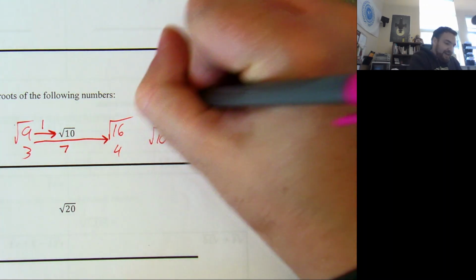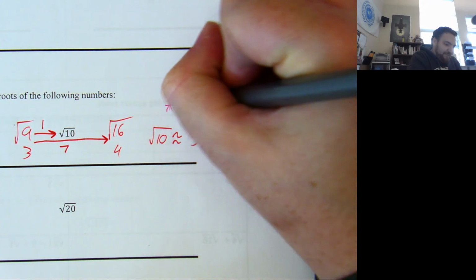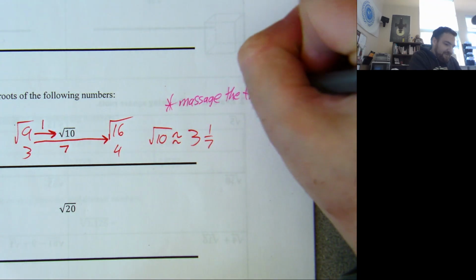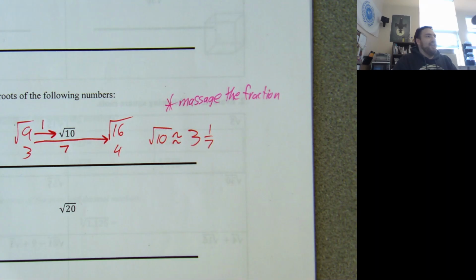We are going to do what I like to call massaging the fraction. That's what we're going to call it. For some reason, the word massage is like the word moist. People are just like, ew, moist. We're going to massage the fraction.